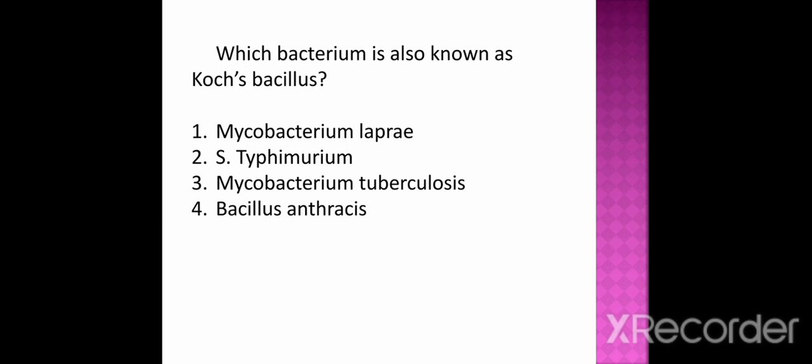The next question is, which bacterium is also known as Koch's bacillus? Option 1 is Mycobacterium leprae, option 2 is Salmonella typhimurium, option 3 Mycobacterium tuberculosis, and option 4 is Bacillus anthracis. And the correct answer is Mycobacterium tuberculosis. Koch reported that the rod-shaped bacterium Mycobacterium tuberculosis caused tuberculosis. He was awarded the Nobel Prize in Medicine or Physiology for this work.